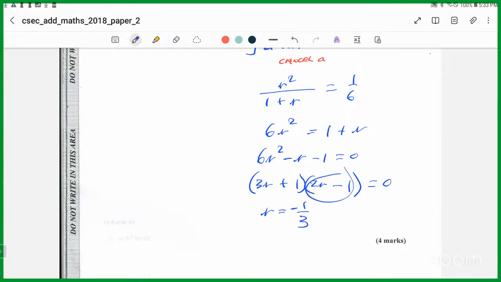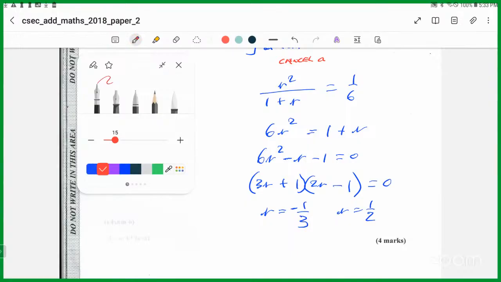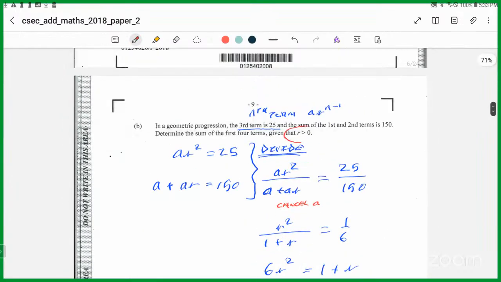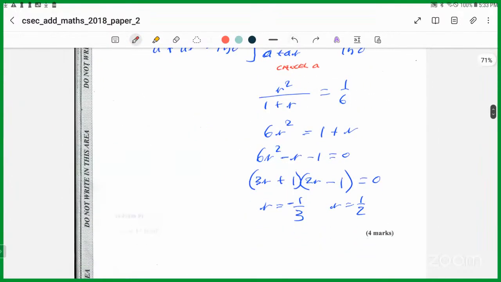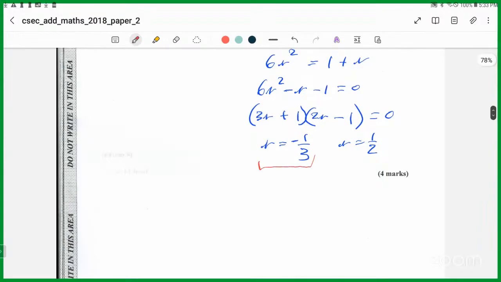This one gives me R equals half. R equals half. Alright. So this one is not valid because the R must be greater than 0, right? See here, the R is greater than 0. Let's see these things in question. So this one is not valid.